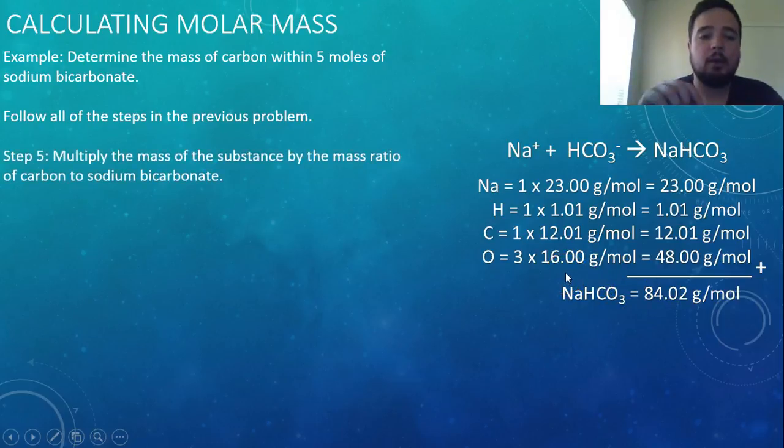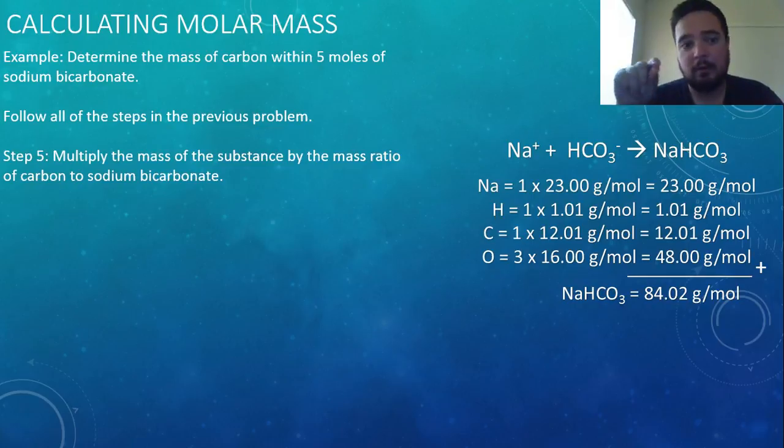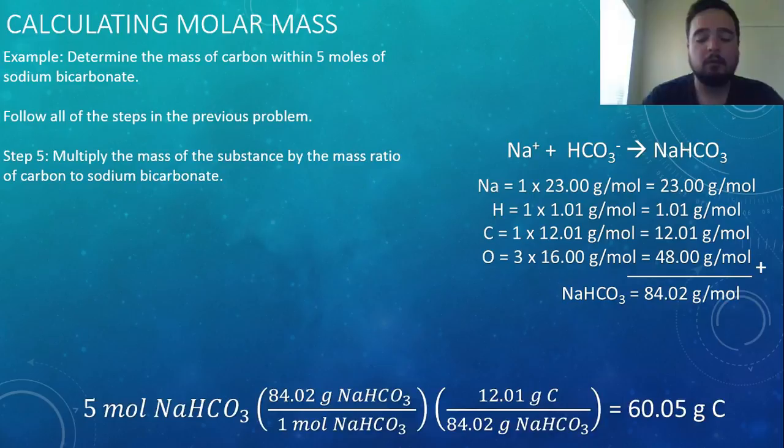Now the next thing you want to do is multiply the mass of the substance by the mass ratio of carbon to sodium bicarbonate. So what you do is you take the 5 moles of sodium bicarbonate that you're given in the problem, and then you say the molar mass of sodium bicarbonate is grams per mole. So you get 84.02 grams of sodium bicarbonate over 1 mole of sodium bicarbonate, and that's going to cancel these moles out. Then you're left with grams of sodium bicarbonate, which is not what we want.